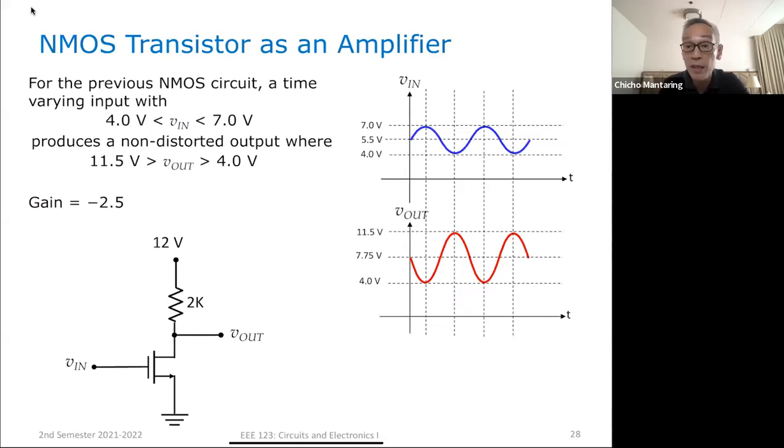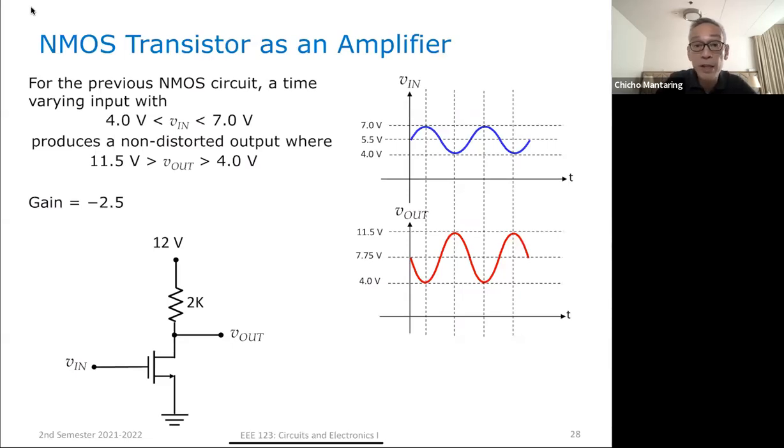So if you will recall, for the BJT, we showed the same thing, that the BJT can act as an amplifier. Okay, but inherently the gain of a BJT amplifier is larger than the gain of an NMOS amplifier. Okay. Any question with regard to this?